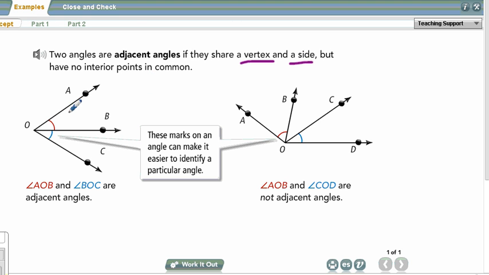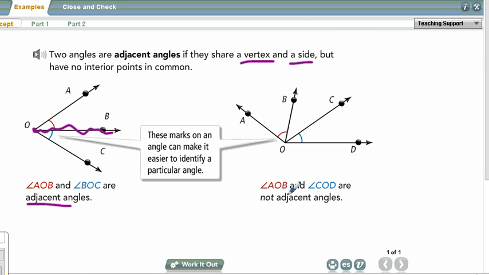So when we look, we see that angle AOB has a vertex of O, and we see that angle BOC also has that vertex of O. So we know they share that common vertex. And then we see they have a common side. They both have a side leg of OB. So this is in fact adjacent.